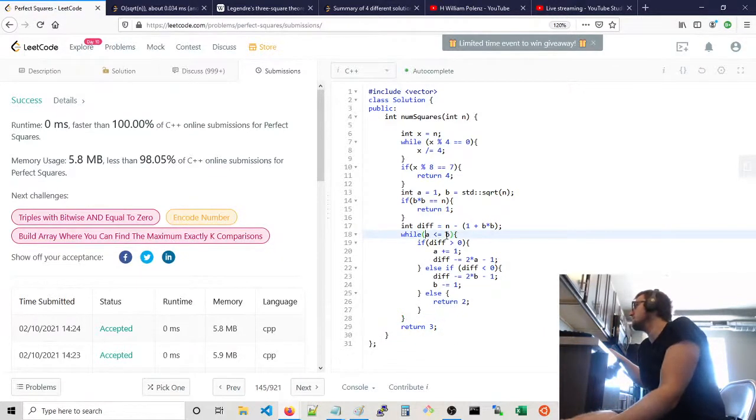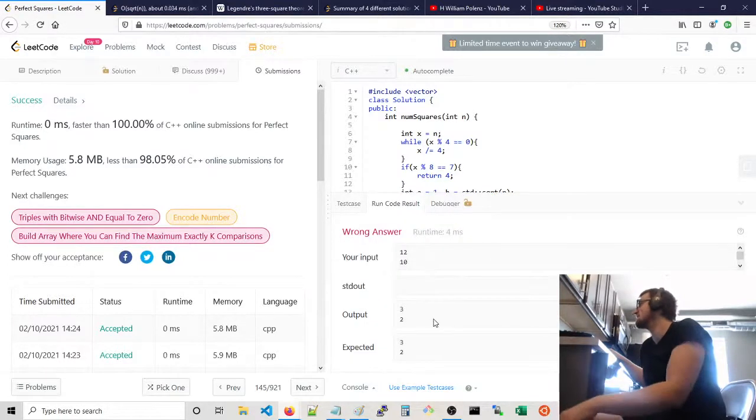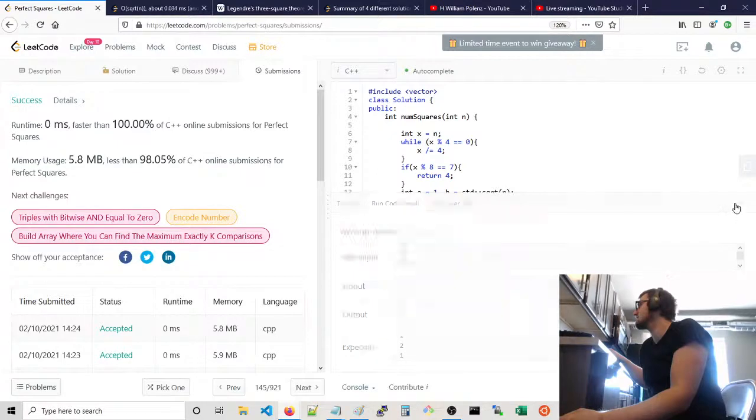When the a is equal to b, I don't know what happens here. Let's see how it goes. Nice.